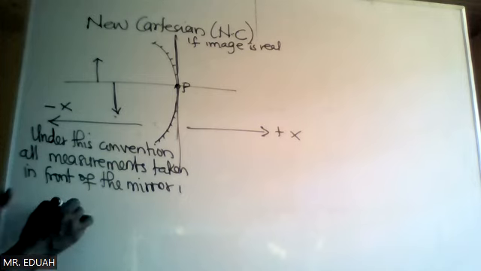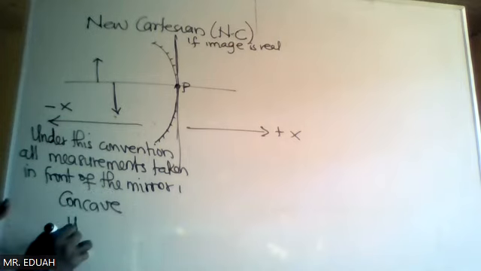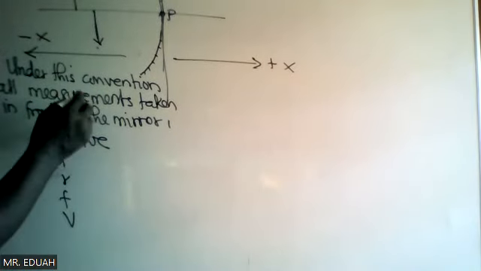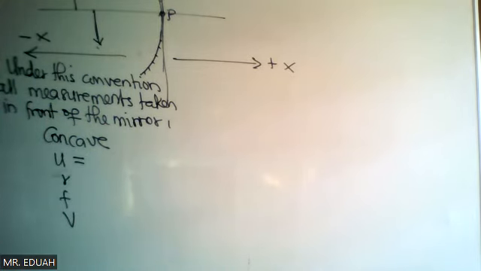So for a concave mirror, let's try U, F, R and V. Let's judge. For a concave mirror, what do you think will be the sign to be attached to U? If you are ready, just answer and then let's move on. What do you think will be the sign attached to U, as far as the NC convention is concerned? Will it be negative?